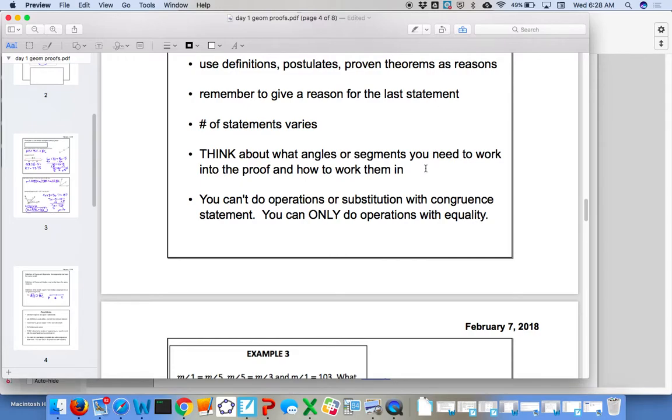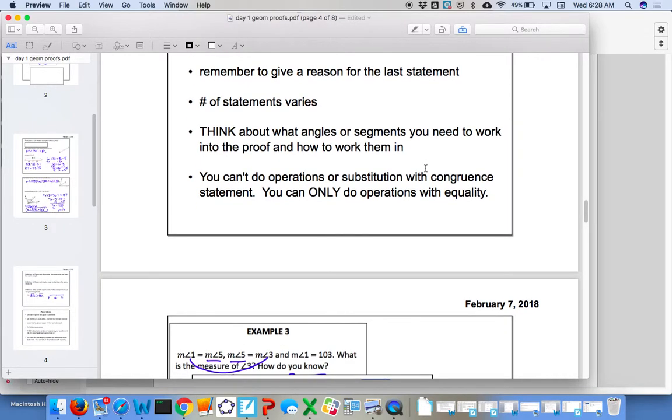You also need to understand that you can't do operations such as addition, subtraction, etc., or substitution with congruence. You can only do it if you've changed it to be equations where it's equality.